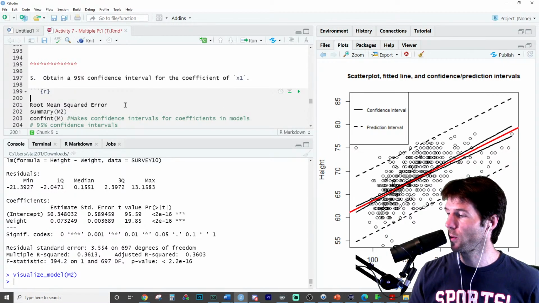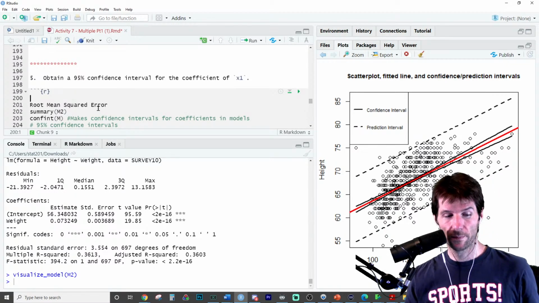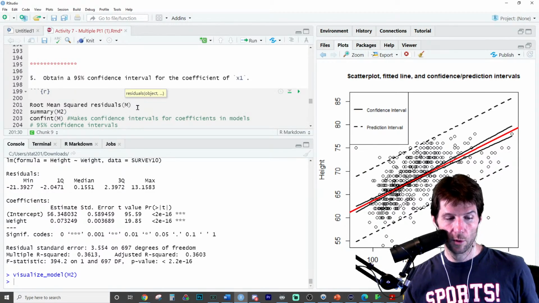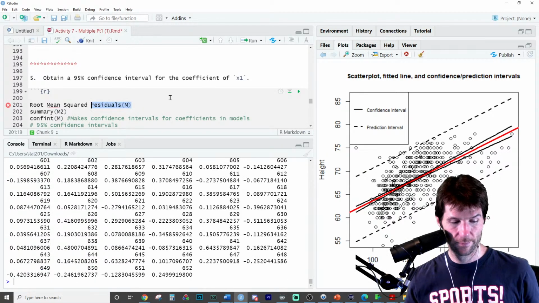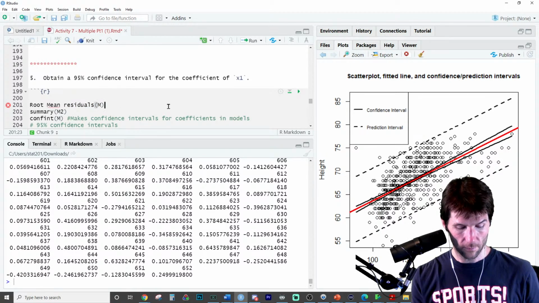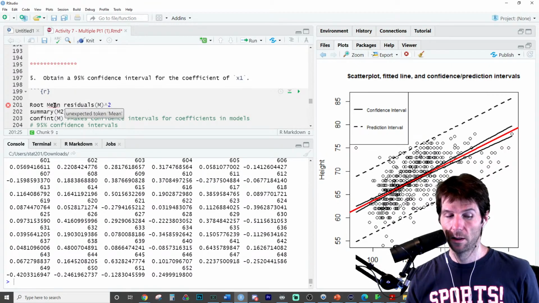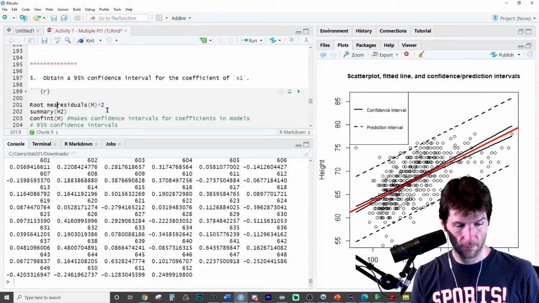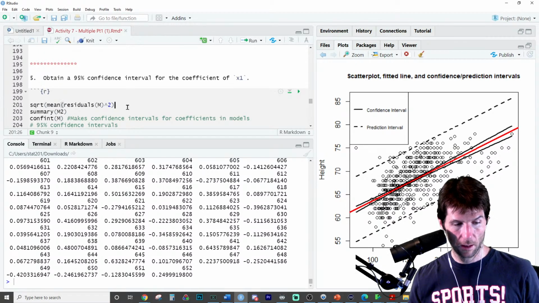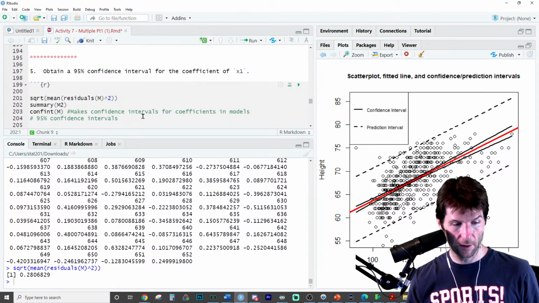I don't think we can get it from R squared. Residuals. Would you agree with me this is my residuals? So what do we want to do with the residuals? Square them. So now we want to take the mean of this. And now we want to take the square root of this. And there's the root mean squared error.